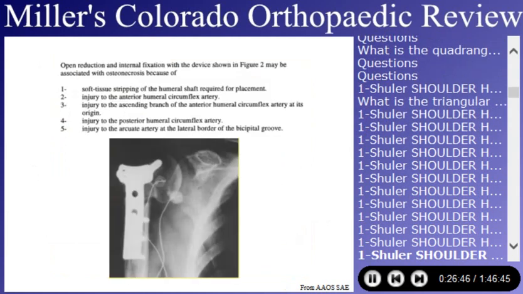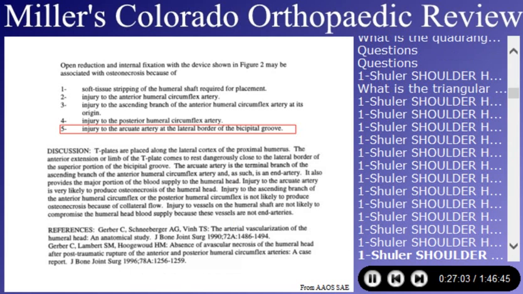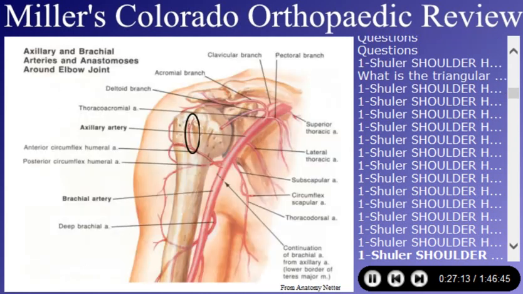This is a great question. Open reduction internal fixation device shown may be associated with osteonecrosis due to what? And you got to know the blood supply to the humerus. The blood supply to the humeral head is off the anterior humeral circumflex artery. It's an artery that goes up called the arcuate artery on the lateral border of the bicipital groove. Injury to the arcuate artery at the lateral border of the bicipital groove. That's why this plate puts direct compression on it and it can cause osteonecrosis. I'll show you here. Coming down, right here, anterior humeral circumflex artery, branches the arcuate artery coming up to supply the humeral head.